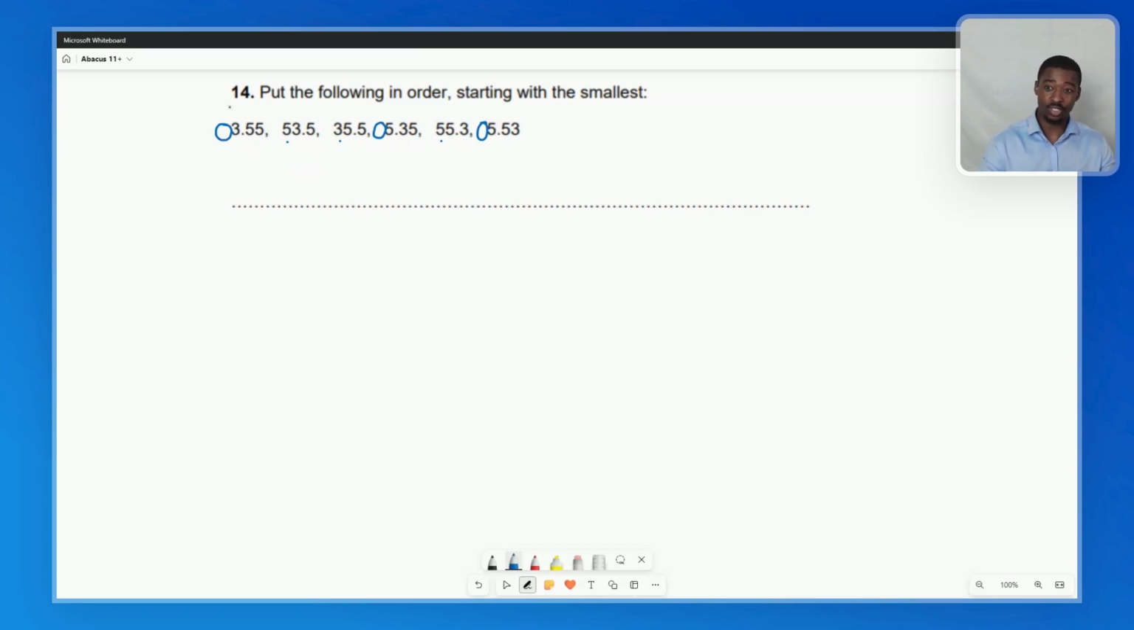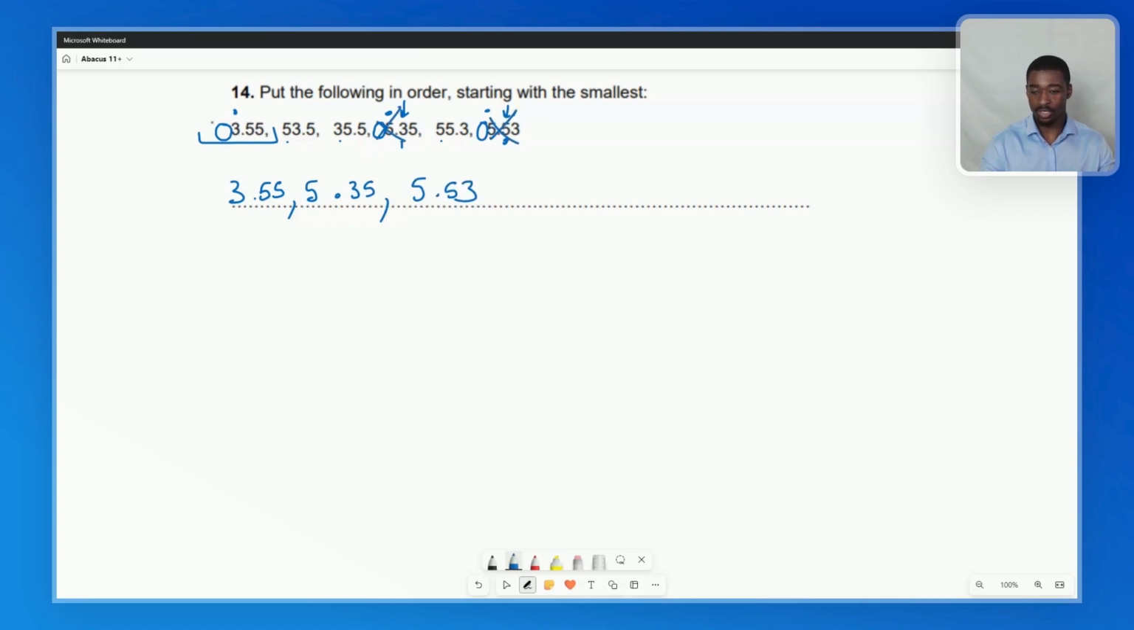So now let's move to the units column. Here we have 3, then we have 5, then we have 5. Okay, so the smallest is going to be this one here with the 3 as a unit. We don't need to look any further to the right-hand side. So smallest, 3.55. Now let's look to these two ones that have 5 in the units column. We have 5.35 and 5.53. Well, in this tenths column, 3 is smaller than 5. 3/10 is smaller than 5/10. And therefore, this is the next smallest number, followed by this one.